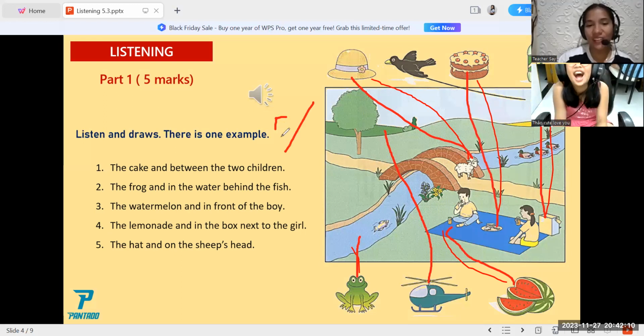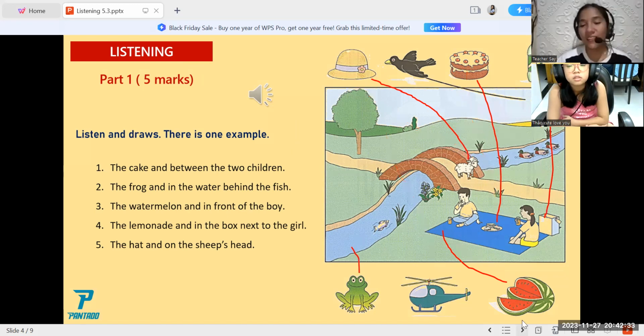Good job. So now do you have any question or any clarification regarding this part? No. Okay, that's great. So since you don't have any question, let's proceed to the next. Are you ready? Okay, so now do you have your pen or not yet? Do you have now your pen?